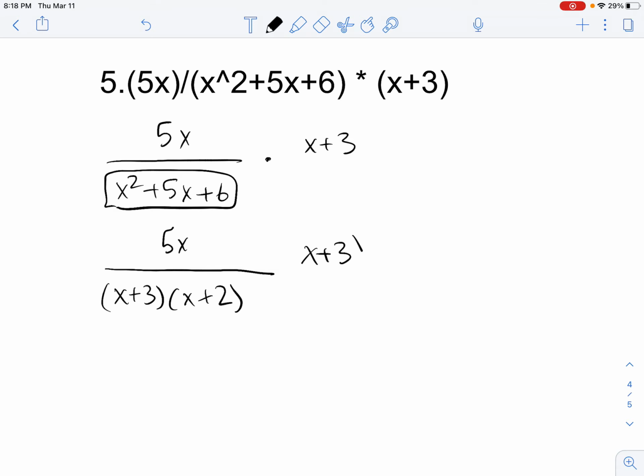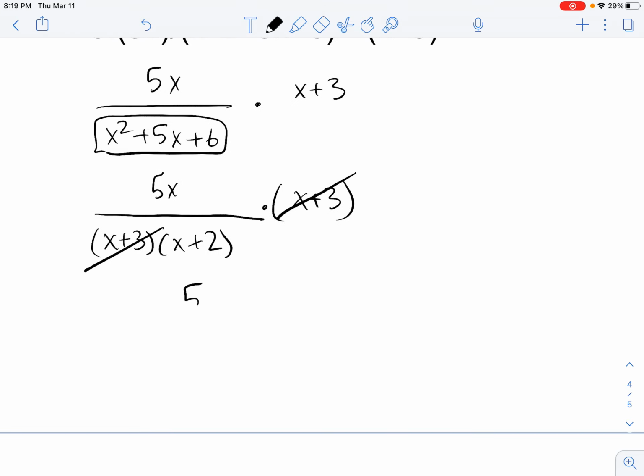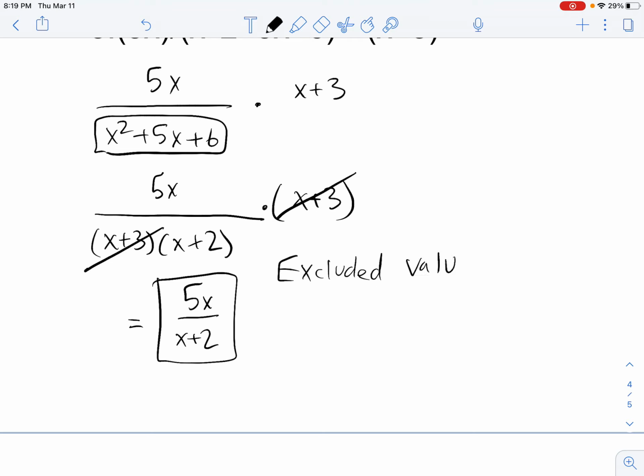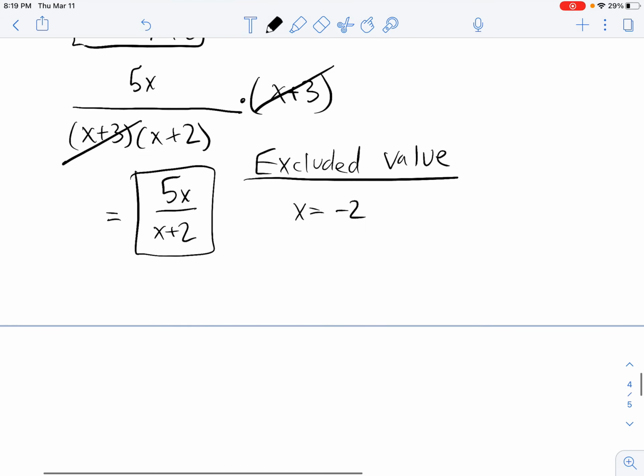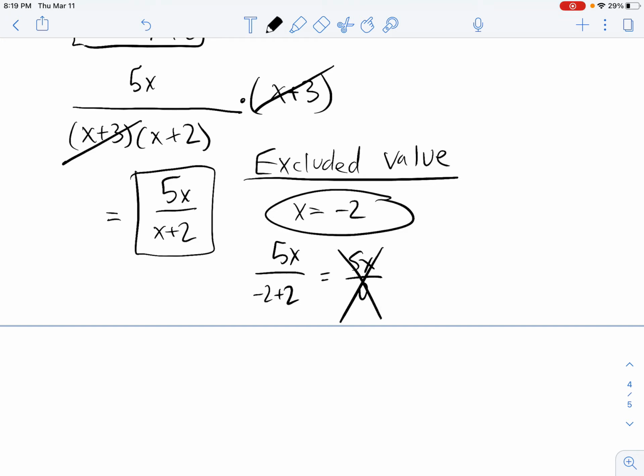Now you have an x plus 3 right over here that you're multiplying by. However, when you multiply this together, you realize that you can just cross these two out because they're the same quantity. As a result, you get 5x over x plus 2, and that will be your answer. If we were to take this a step further, our excluded value would equal negative 2, since in this case, if we do 5x over negative 2 plus 2, we get 5x over 0, which is impossible. So we know that our excluded value is equal to negative 2.